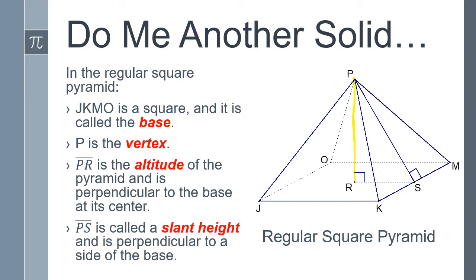Now the slant height is this distance down the face. You'll see it is a perpendicular line from the vertex down the face of triangle PKM, and it is perpendicular to segment KM.